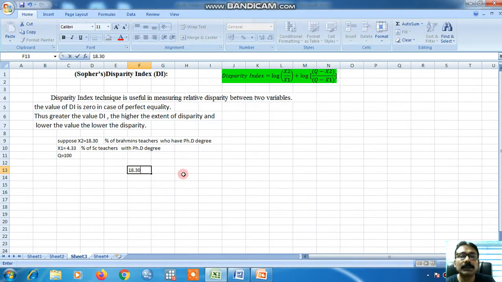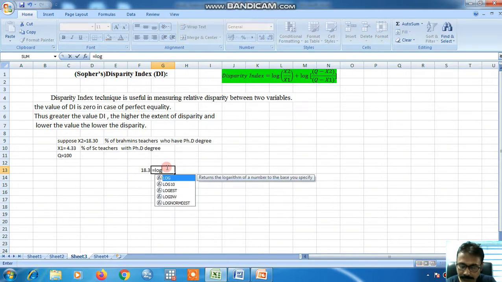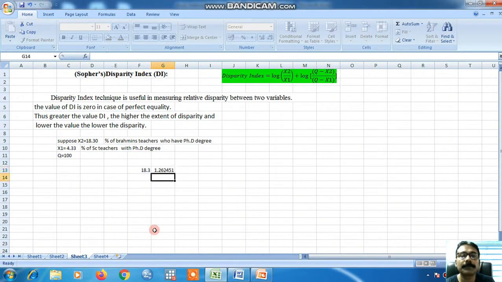18.30, then equal to log of this cell, F13. You will get the log value. In this way you calculate the log value of this, and the log value of q minus x2, 100 minus 18.30, and 100 minus 4.33, and substituting these values you will get the disparity index. You can also proceed in this way: log x2 minus log x1 plus log of q minus x2 minus log of q minus x1. Just by substituting these values you can calculate the disparity index. This is a very important tool for measuring relative disparity between two variables.